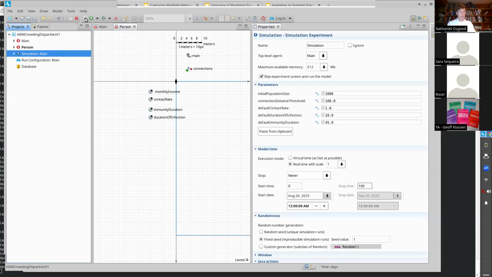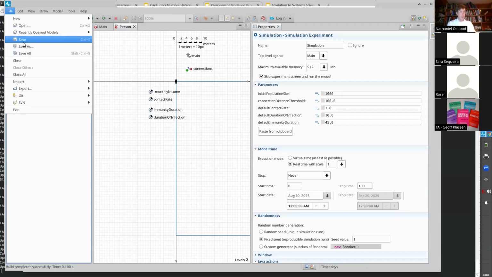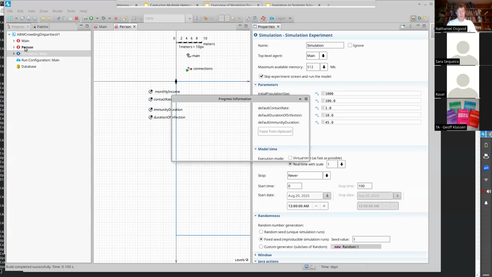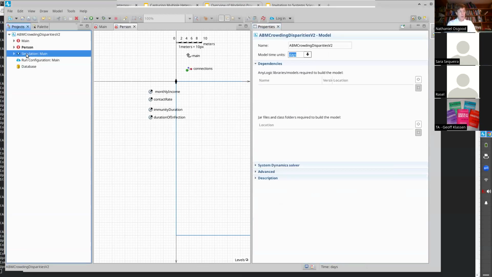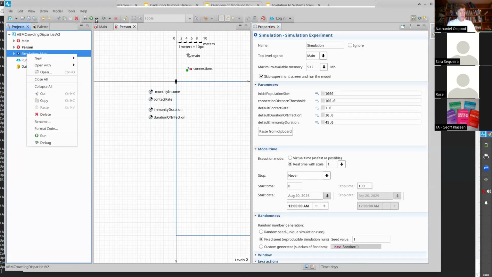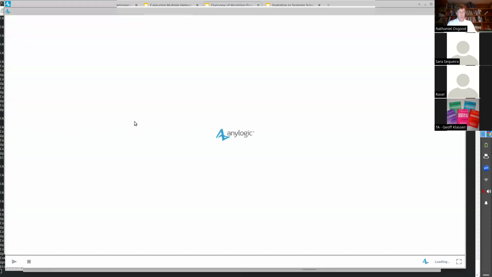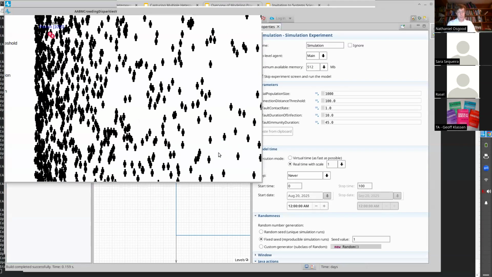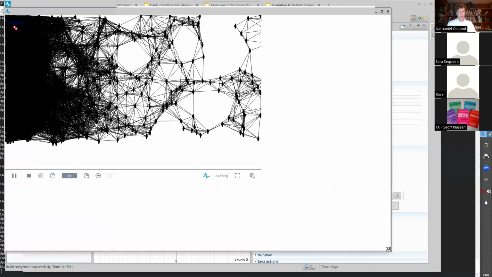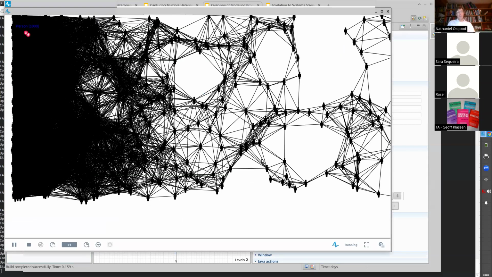Okay, so I built this model. I'm going to call this model version 2. I should have done that earlier, but better late than never. And now we're going to build it again. I mean, I built it before. It's a happy camper. I'm going to run it. And what we're going to see is, well, people connected up via network.